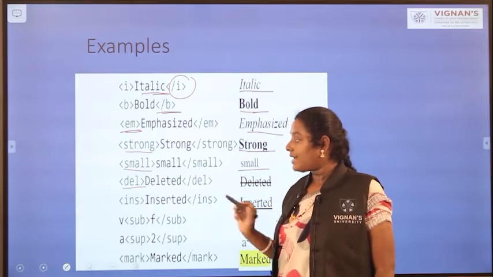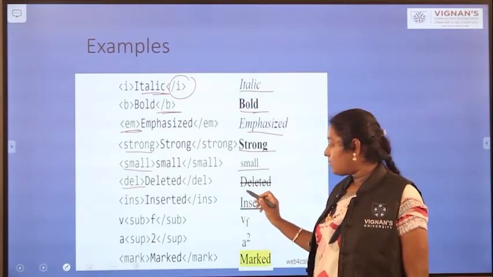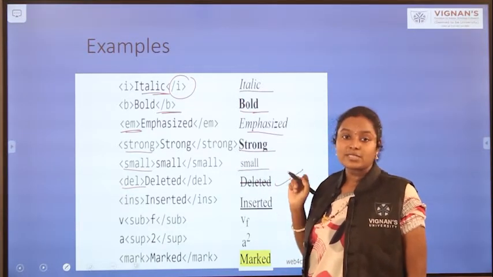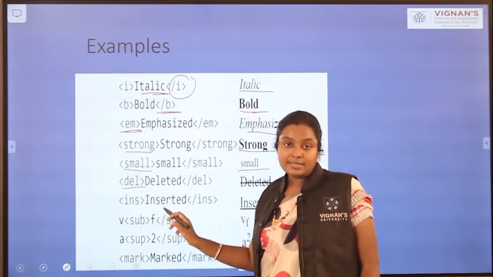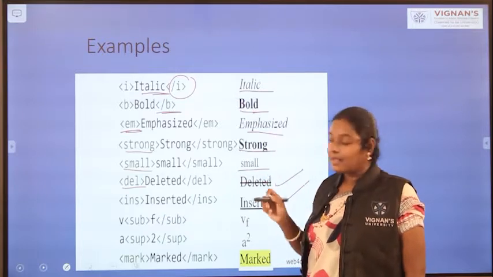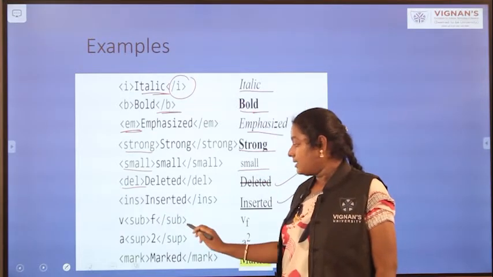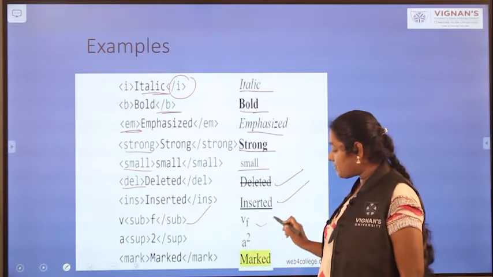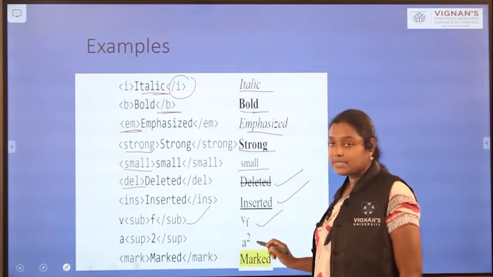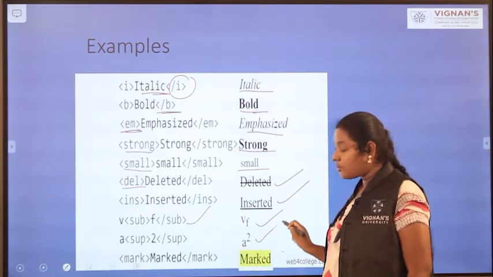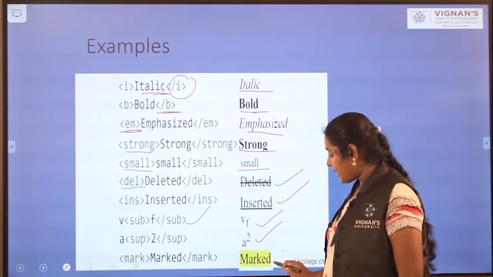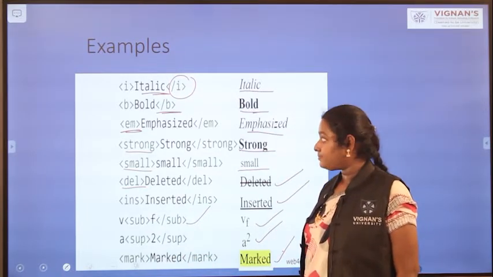Next, if you write content inside the DEL tag, then you will get the text like this, with a strike on the corresponding text on the web page. Next, INS represents a line under the corresponding text. Next, subscript. The subscript is nothing but V subscript F. Next is superscript, nothing but powers, like A square. Like this you can represent it in the web page. Next, if you use the mark tag, then the text will be highlighted like this.